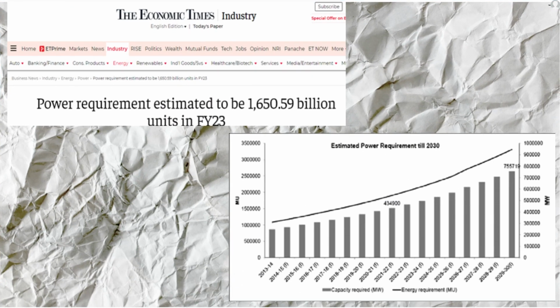According to a report of the Economic Times on 8th February 2022, India has a power requirement of 1650.59 billion units, and the peak power demand is estimated to touch 238,899 megawatts by 2025. India is the third largest consumer of electricity in the world, and despite that, nearly 50 million rural homes are without power, which is a huge number to be taken.